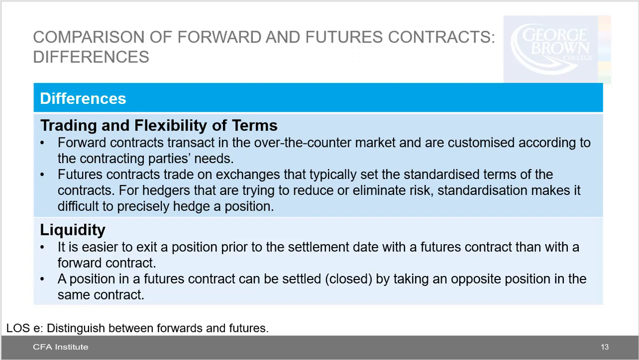In terms of liquidity, it is easier to exit a position prior to the settlement date with a futures contract than with a forward contract because they're standardized agreements that trade on exchanges. A position in a futures contract can be closed out by taking the opposite position in the same contract. And obviously you can't do that when there's a customized agreement in a forward agreement.